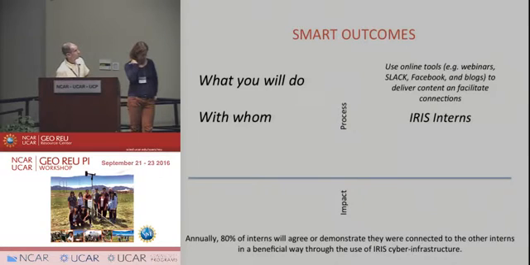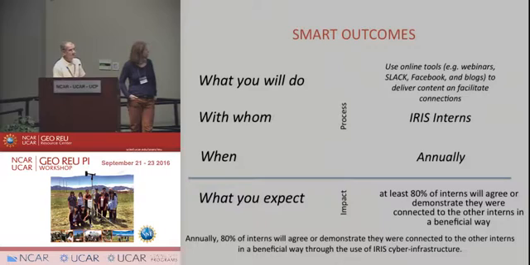Who are we going to do this with? Well, the interns in my program, and I should have added the mentors there. When? Well, this will happen annually. And what do I expect? I expect that at least 80% of the interns each year will agree or demonstrate that they were connected to the other interns in some sort of a beneficial way. When I put that all together, I have a statement written at the bottom that summarizes all those chunks into what we'd consider to be one SMART objective, something that's specific, time-bound, achievable, and all the other elements there.